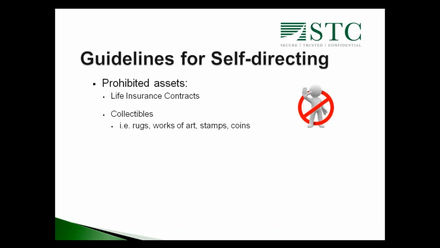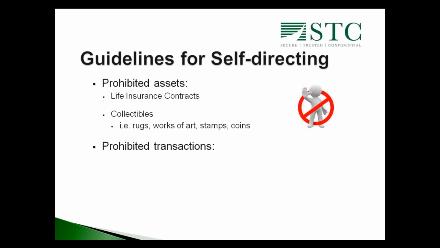Another prohibited asset is collectibles. Things like rugs, works of art, stamps, a stamp collection, a coin collection. The IRS has very specific guidelines that define which collectibles are not permitted in a retirement account. But in general, collectibles are not considered a valid retirement account investment.